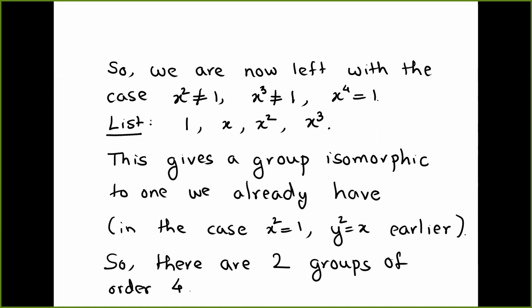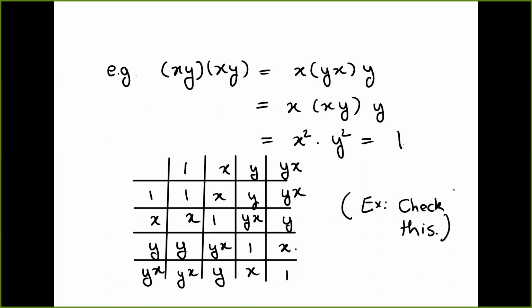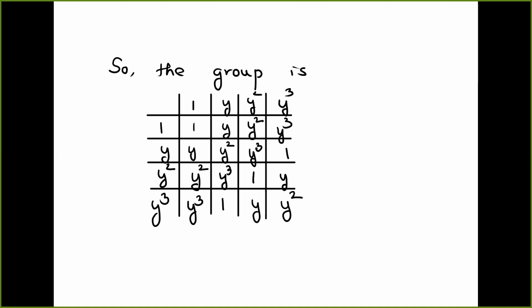And so if you just write this out, you'll get the group that is isomorphic to the one that we already have. So we will not write it again. So we now see that we only have 2 groups of order 4, either this one or this one. These are the only 2 isomorphism classes of groups of order 4.